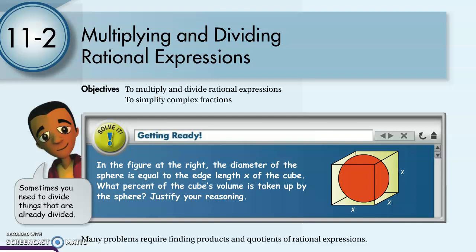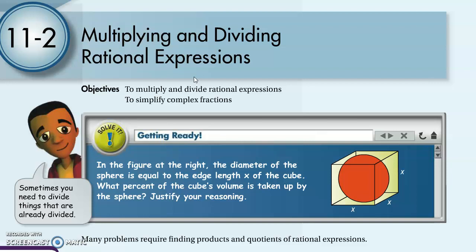Continuing chapter 11, we're going to go to section 2, lesson 2. This time we're going to be talking about multiplying and dividing rational expressions. Real quick recap for you guys. A rational expression is a ratio of polynomials. Okay? And we're going to be learning how to multiply and divide them.